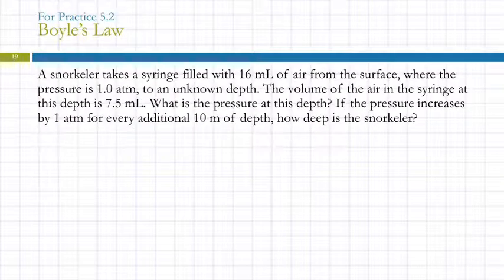Okay, so this problem, well, we're just going to do it. So here we get a problem. A snorkeler takes a syringe filled with 16 milliliters of air from the surface where the pressure is 1 atmosphere to an unknown depth. The volume of the air in the syringe at this depth is 7.5 milliliters. What is the pressure at this depth? If the pressure increases by 1 atmosphere for every additional 10 meters of depth, how deep is the snorkeler?